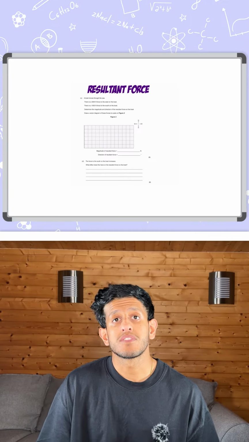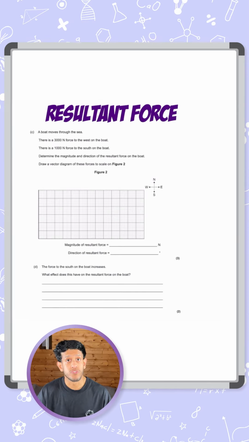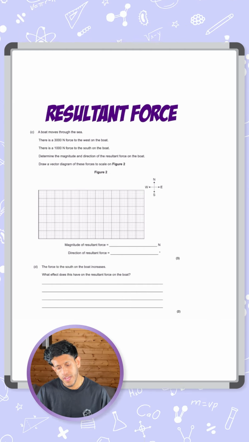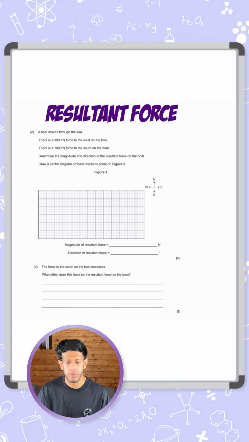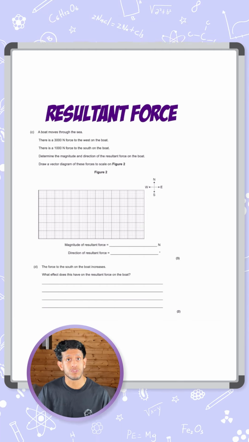So guys, let's take a look at this question looking at vector diagrams and resultant force. It says a boat moves through the sea. There is a 3000 Newton force to the west on the boat, and there is a 1000 Newton force to the south on the boat. And it says determine the magnitude and direction of the resultant force on the boat.